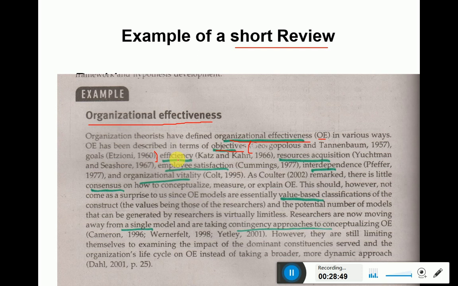And now OE has been described in terms of objectives, in terms of efficiency, in terms of resource acquisitions, in terms of employee satisfaction, what are different interdependencies, sexual and organizational validity.